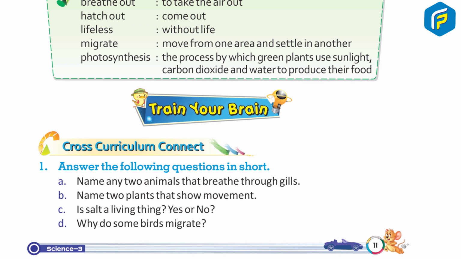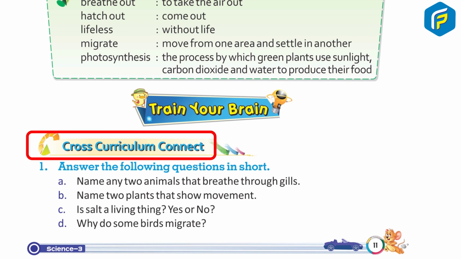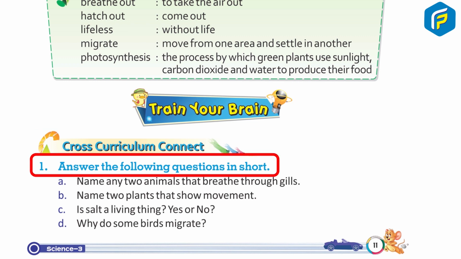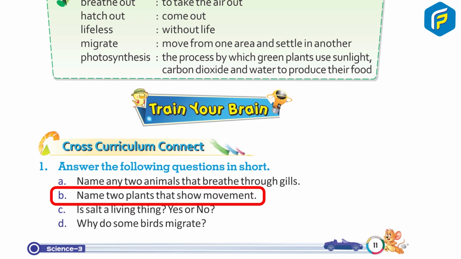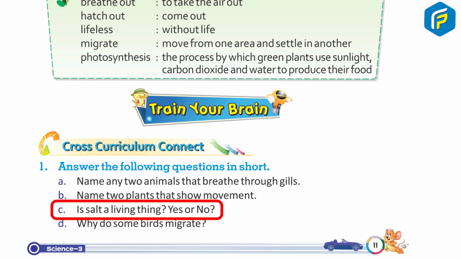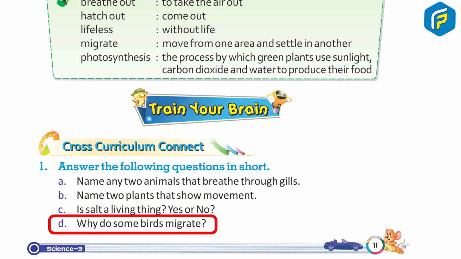Train your brain. Cross Curriculum Connect. 1. Answer the following questions in short. A. Name any two animals that breathe through gills. B. Name two plants that show movement. C. Is salt a living thing? Yes or no? D. Why do some birds migrate?